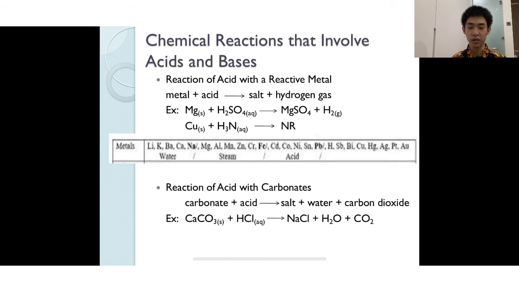The second type of reaction is the reaction of acid with carbonates. Carbonate plus acid is salt plus water plus carbon dioxide. The example is calcium carbonate plus hydrochloric acid produces sodium chloride plus water plus carbon dioxide. For this type of reaction, we don't need to look at the table of reactivity series, and we only need to look at the reactivity series for the first type of reaction.